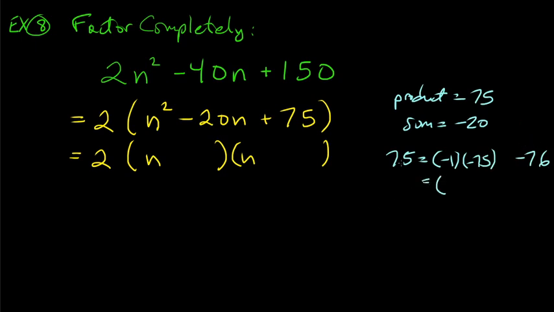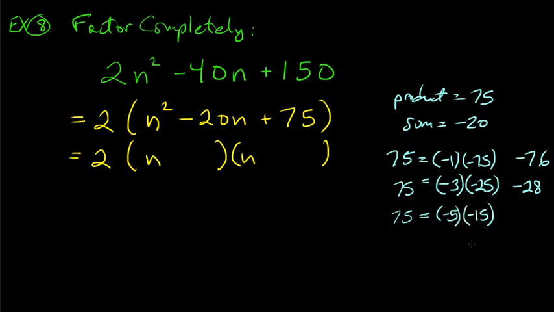So, can we divide by negative 2? Nope. Can we divide by negative 3? Sure, we get negative 3 times negative 25 is 75. But when you add negative 3 plus negative 25, you get negative 28, not negative 20. So that's not it. Can we divide by negative 4? Not evenly. Can we divide by negative 5?